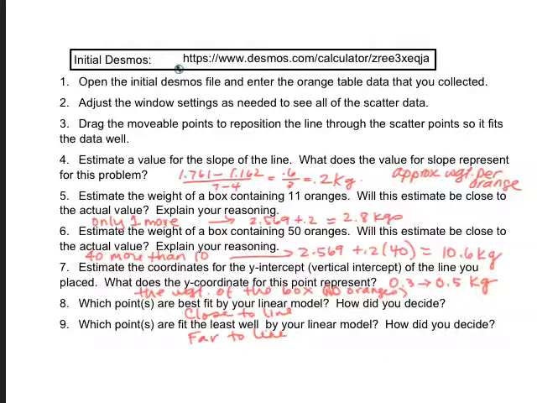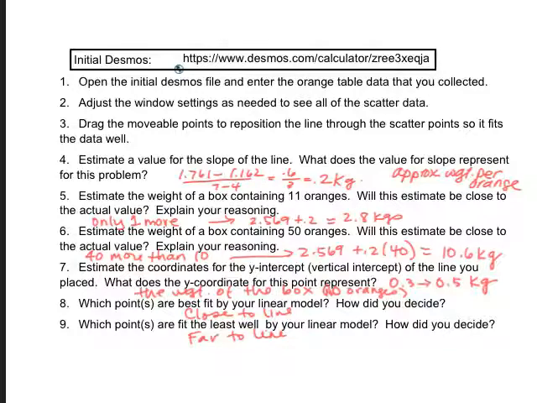For number 6, we have to estimate the weight of a box containing 50 oranges. This is a lot bigger estimate. For this estimate, I took the weight of 10 oranges and added 40 more oranges at 0.2 kilograms each, ending up with a total of 10.6 kilograms. Which of these two estimates do you think is better or more accurate? Well, being only one value away from the actual data, this estimate is probably a lot better than this one.